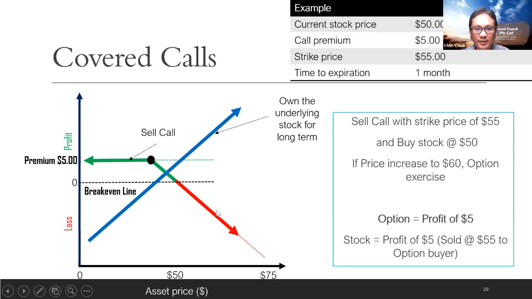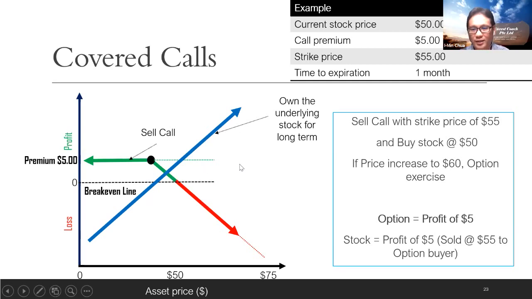Even when you do this, and the price increases and the option is exercised, then you have to give away your stock, right? Even if you do this, you may still make money when the price increases.